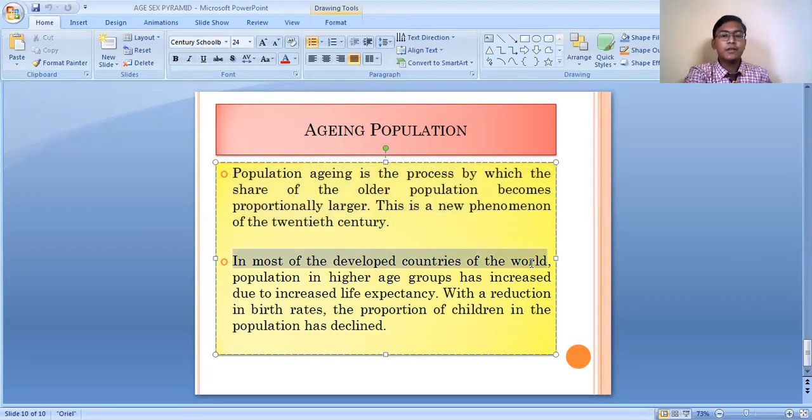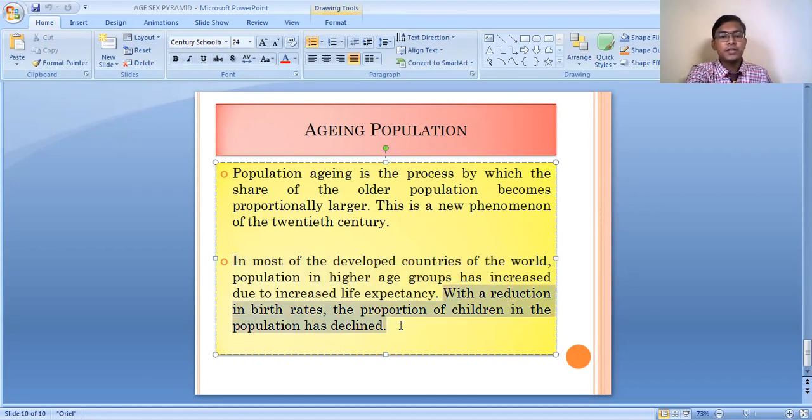In most of the developed countries of the world, the population in higher age groups has increased due to increased life expectancy. So basically, in the developed countries, the percentage of people in the higher age group is increasing day by day. Why? Because more people are attaining the higher age group, 60 years and above, and on the other hand, those who attain this age live for a longer period of time. Why do they live longer? Because of better medical facilities and increased life expectancy. So this is the reason that the share of people in the higher age group increases, and the population becomes an aging population.